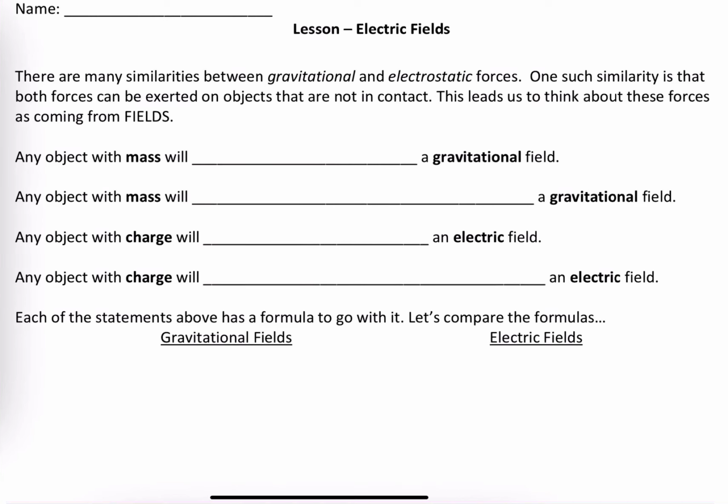At this point, we've talked a bit about gravitational forces and about electrostatic forces, and we've noted some similarities and differences between them. One of the important similarities is that they can both be exerted on objects that are not in contact. And this sort of irked some scientists early on. They thought it was weird that two objects could put a force on each other without actually touching each other. And that's one of the reasons why scientists started to explore the idea of fields.